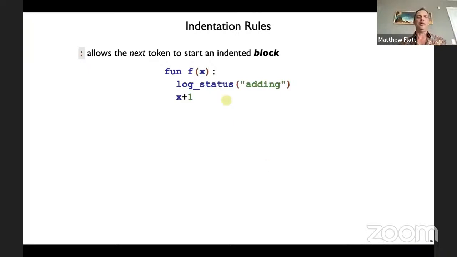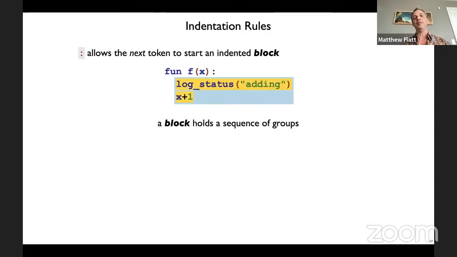So then we get to the indentation part, and that's where colon comes in. Colon starts an indented block, and then the block has a sequence of groups. So here, log status, and then adding in parentheses, that's one group, and x plus 1 is another group. And the blue box around those is meant to be the block holding them. Now, the colon is kind of part of the block, although it also doesn't show up in the parse. But that block now is part of the group where the colon is. So the group is the function symbol, the F symbol, X in parentheses, and a block. And then that block has two things inside of it.